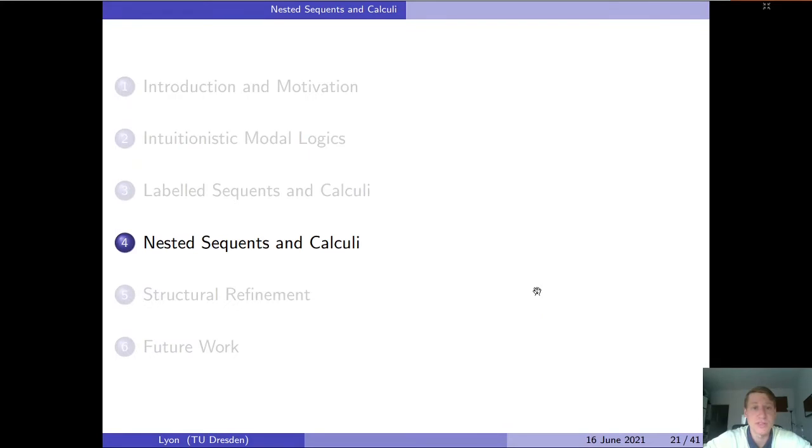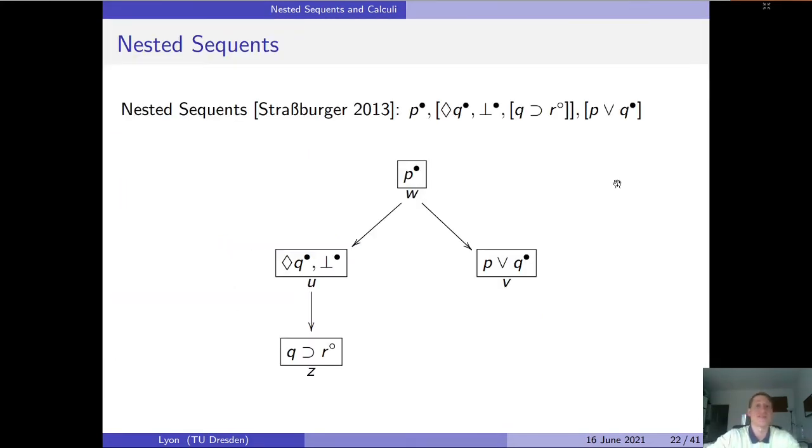Okay, so let's now move on to nested sequents and nested sequent calculi. The nested sequent calculi that I'll present are new, but the nested sequents themselves are not. And I haven't included the formal definition of a nested sequent here because it's rather complex. I thought I'd rather just explain it with an example. So what is a nested sequent?